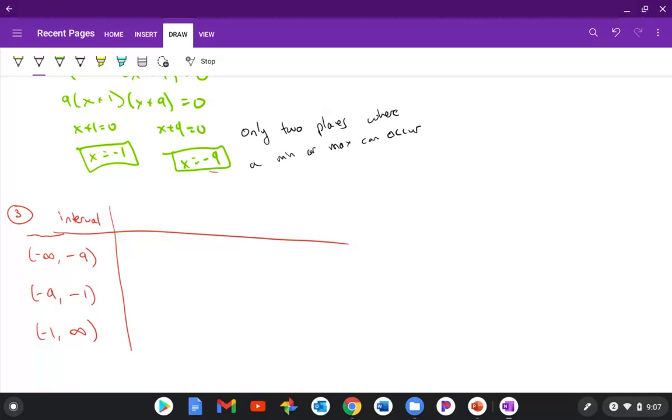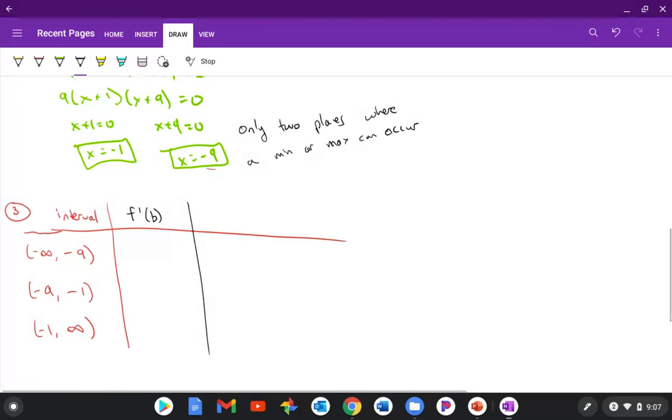So our next step is to figure out by plugging in test points. So I'm going to say f prime of b. And we're just going to plug a number inside of the interval into our derivative and see if it gives us a positive or a negative. So for this first one, we could do like f prime of -10. And all we really care about is if it's a positive or a negative.